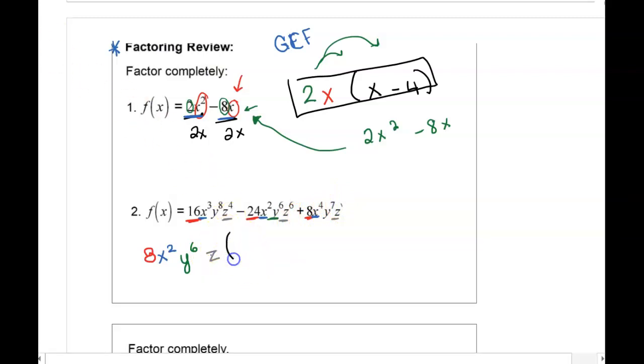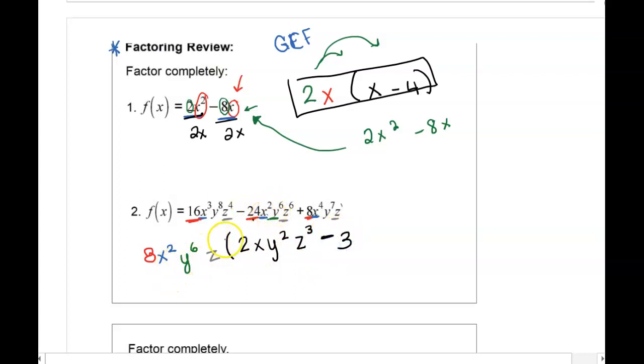When I do that, 16 over 8 is 2. X cubed over x squared is just an x. When I start with 8 y's and I take 6 away, I'm left with a y squared. And then z to the 4th over z is just a z cubed. Then I have a minus. Now 24 divided by 8 is 3.